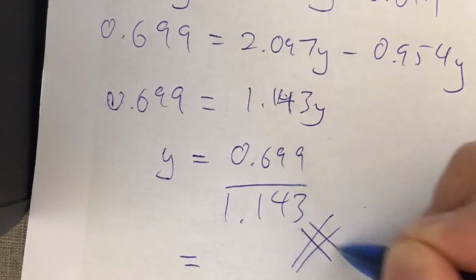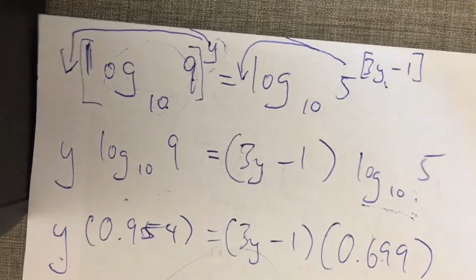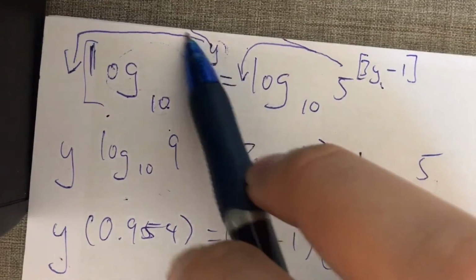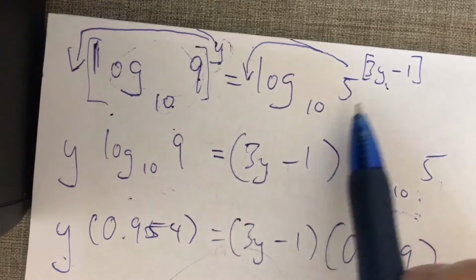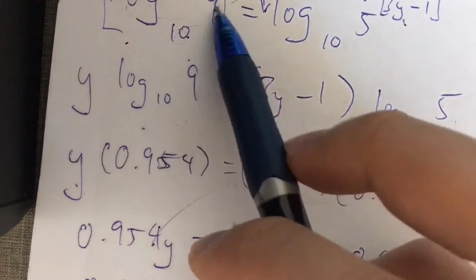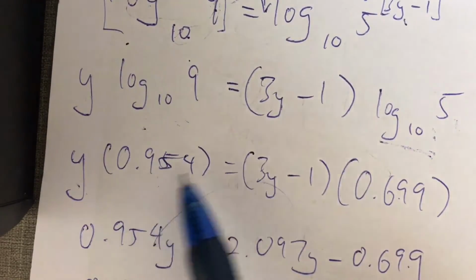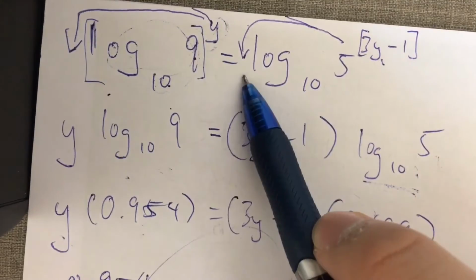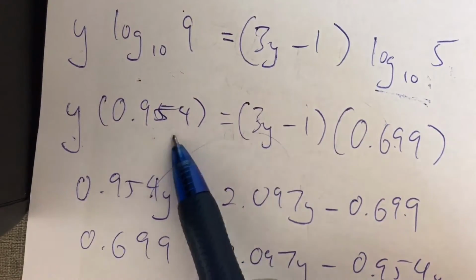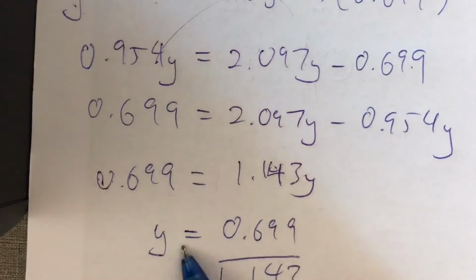Whatever answer it is, it's a decimal, but the answer doesn't matter. What I want you to understand is the first law: if it is a log 10 of a number and it has a power, you just bring the power down to the front. Same thing over here: if there's a power to something, you bring the whole power down to the front. So y log 10 9 is a decimal number you can get from the calculator, and the other one, you bring the 3y minus 1 down to the front, you get log 10 5. Then you punch in the numbers from the calculator, 0.954, 0.699, solve basic algebra, and you'll get y.